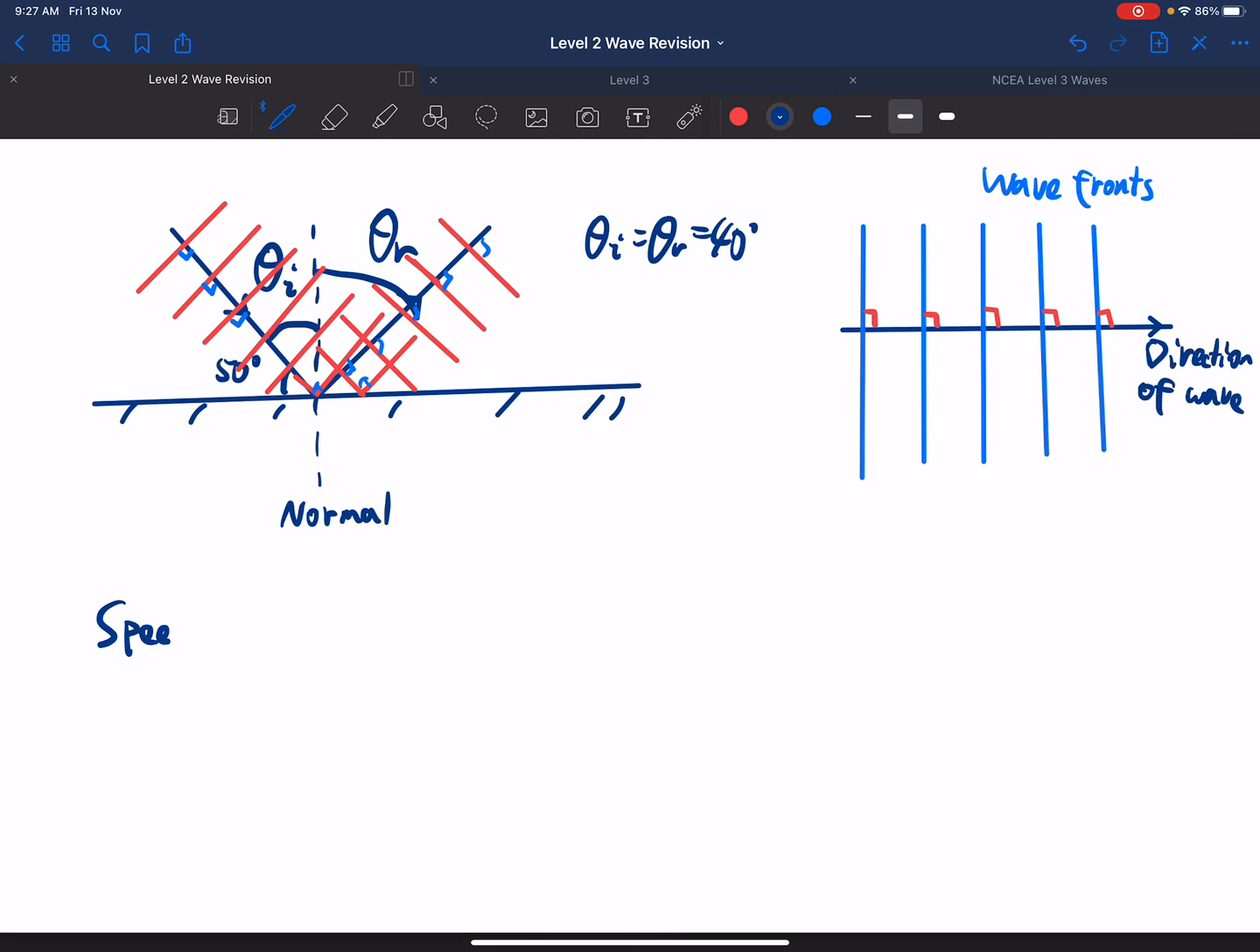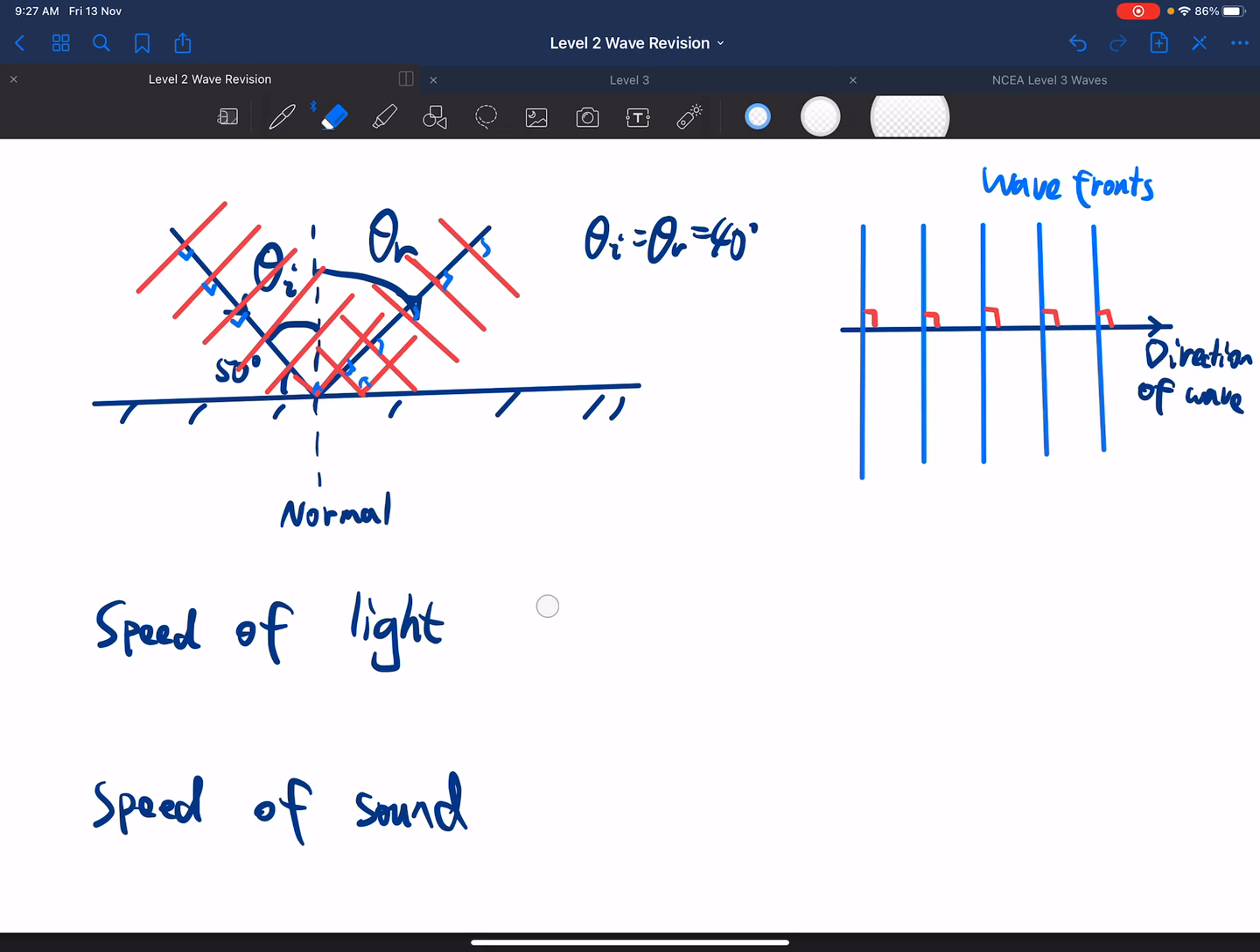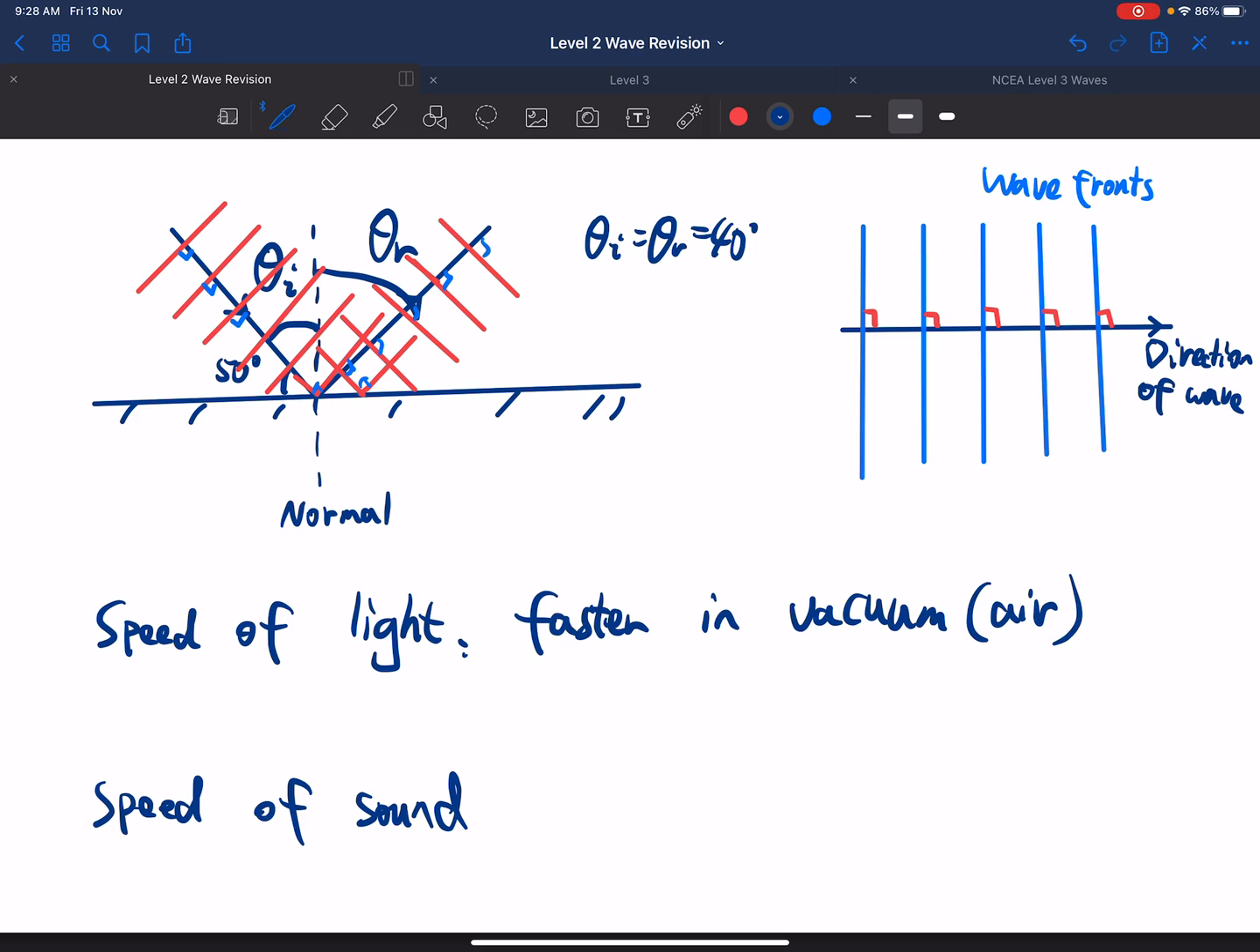Speed of light. I will use one example, and speed of, let's say, sound. In speed of light, when is the speed of light going to be the biggest? Yeah, it's going to go faster in vacuum. Bracket, I'll say air. We consider them, in vacuum and air, to be traveling at the same speed. And then when it goes into water or glass, it will actually slow down, right?